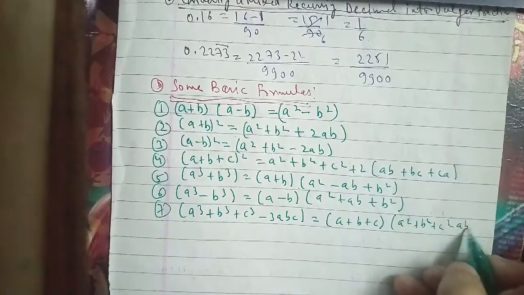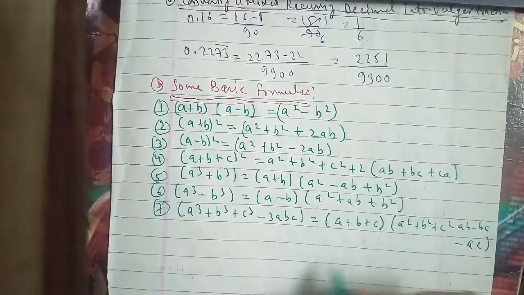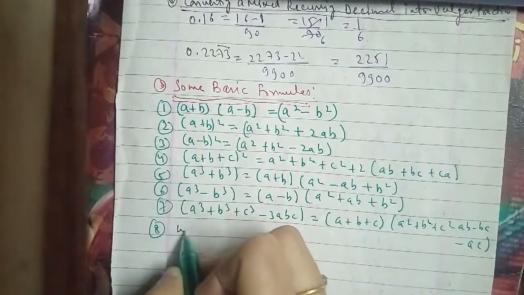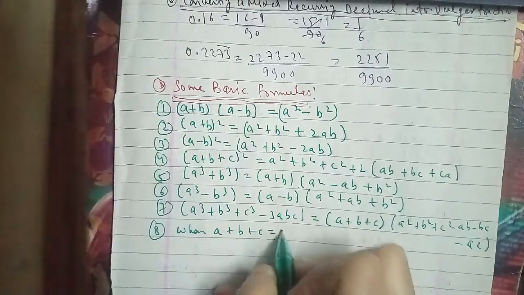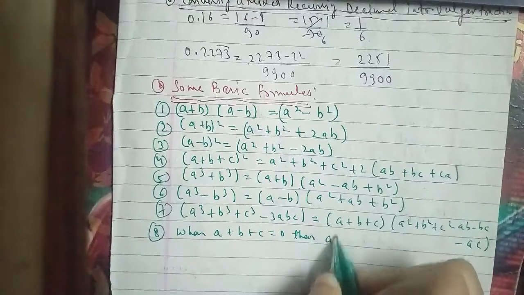The last formula, the eighth formula: when a plus b plus c equals 0, then a cube plus b cube plus c cube equals 3abc.